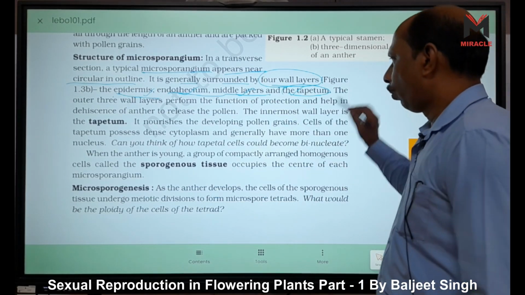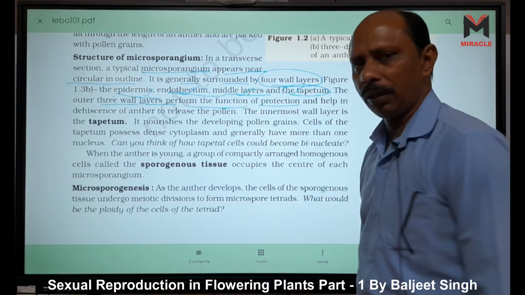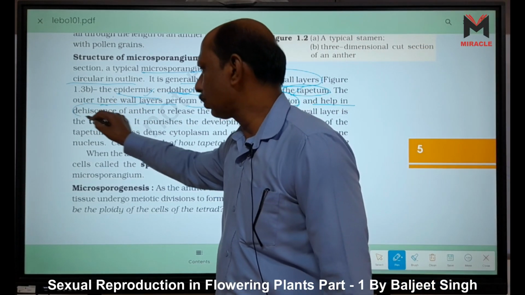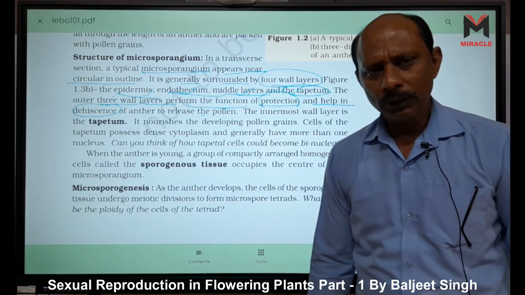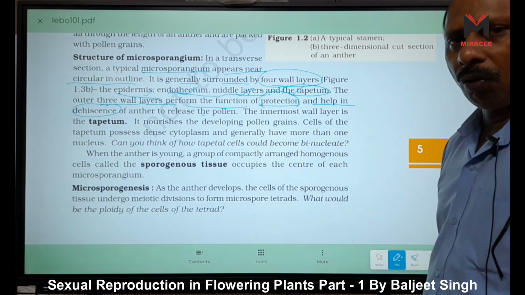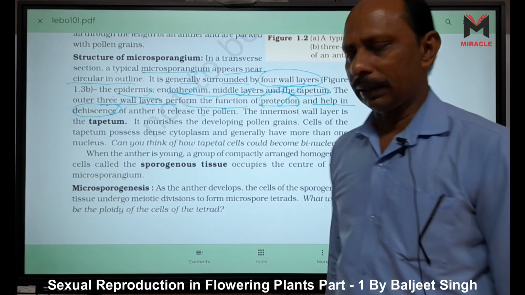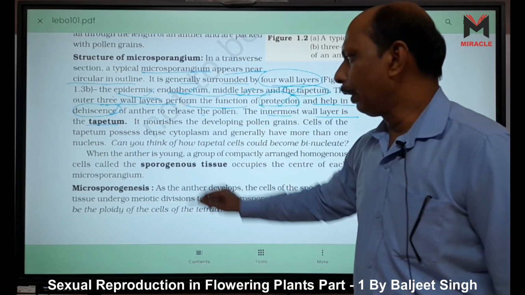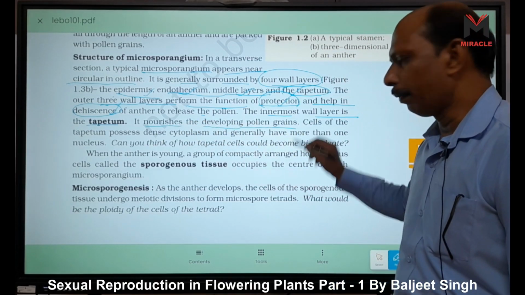Right? Now here the outer three wall layers perform the function of protection. What is the function? Protection, and help in dehiscence of the anther to release the pollen grain. Here two functions are given. We will discuss separately what their functions are, right? Protection and dehiscence of anther. The innermost wall layer is tapetum. It nourishes. What is the function of tapetum? It nourishes the developing pollen grain.